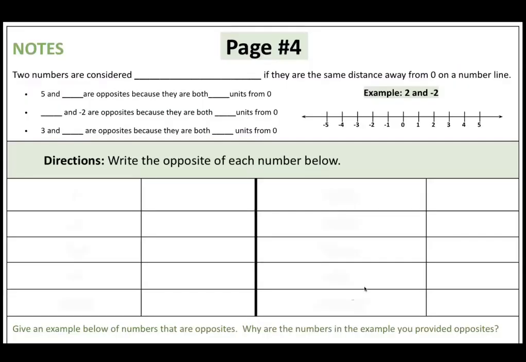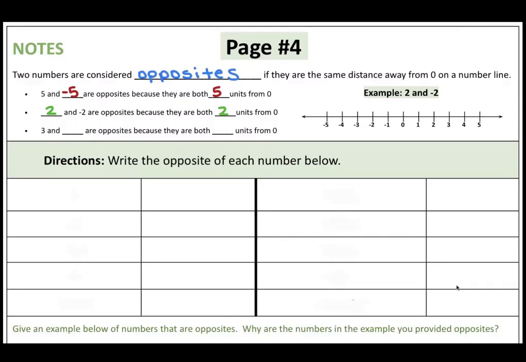Let's take a look at the notes at the top of page 4. Two numbers are considered opposites if they are the same distance from 0 on a number line. They're just on opposite sides. So for example, 5 and negative 5 are opposites because they're both 5 units from 0. Make sure you're writing with me. It says blank and negative 2 are opposites. Well, 2 and negative 2 are opposites because they're both 2 units from 0.